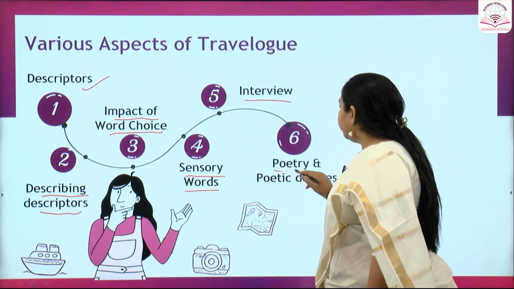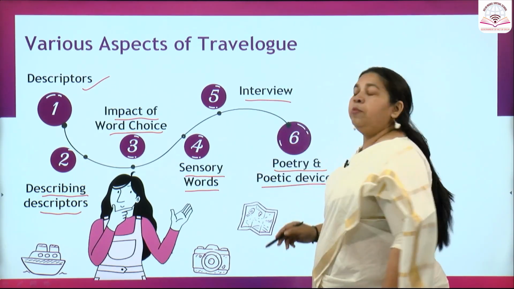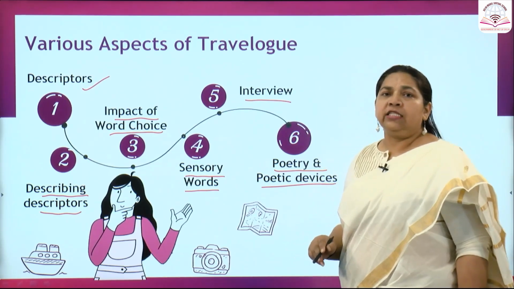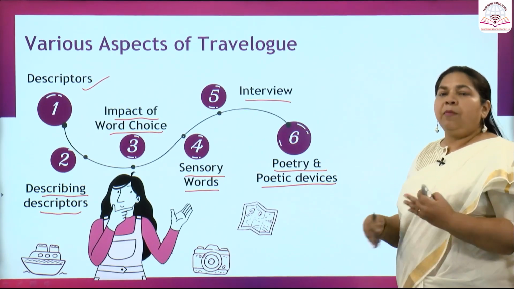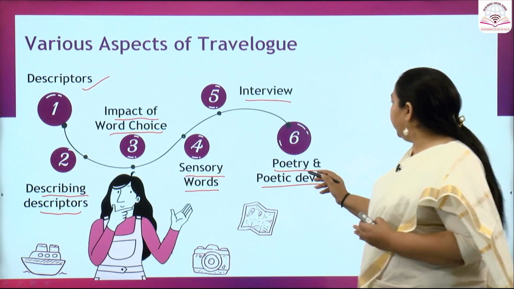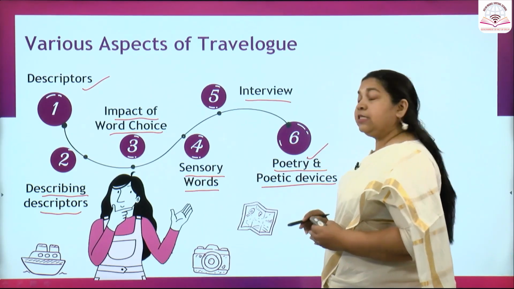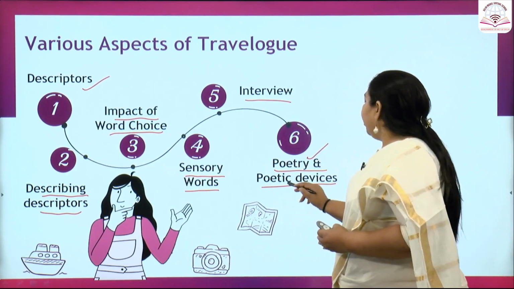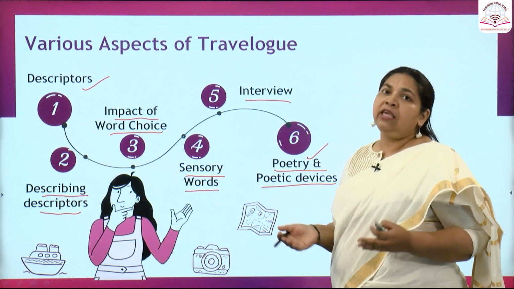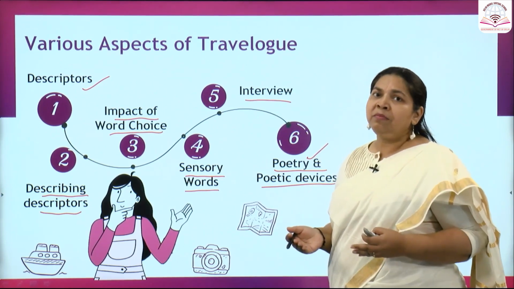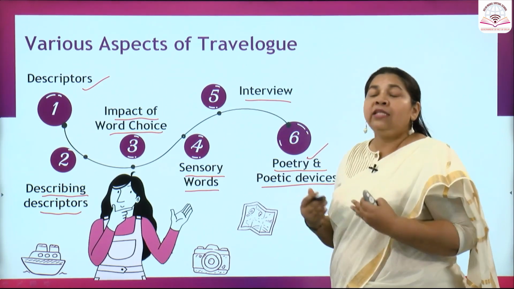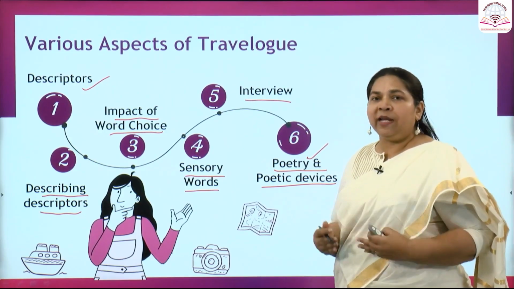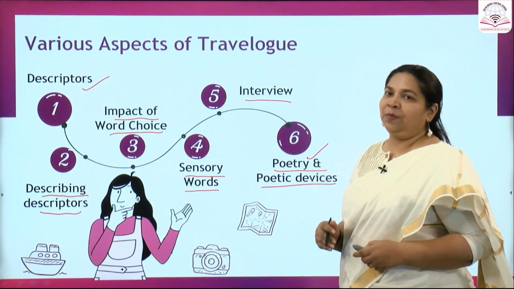And the last but not the least is poetry and poetic devices. Poetry about the place, how we are writing and describing that place. Poetic devices, simile, metaphor, symbolism, by which we enhance the beauty of the place in our poems.